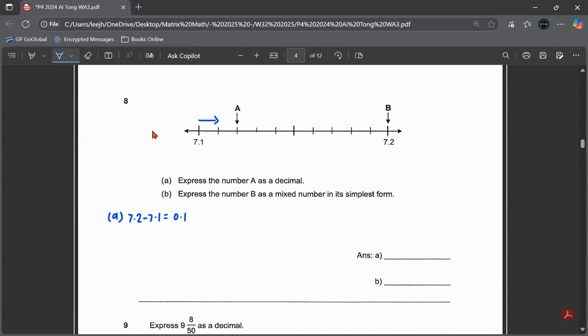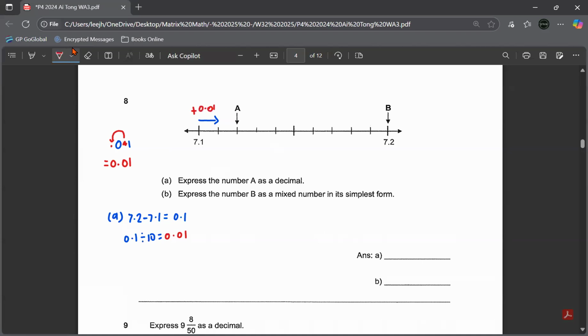So I take 0.1 divided by 10, which gives me, okay, 0.1 divided by 10, you just shift the decimal place to the left one time, because you divide by 10. So the decimal point will come here, no longer here. So it becomes 0.01. So one interval is 0.01.